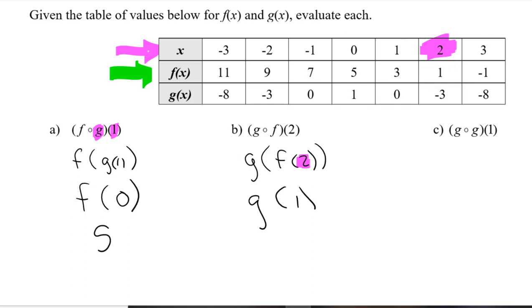Now the last thing I do, I'm going to look at the g row and the x row where 1 is. So I'm going to go over to 1, take a look right here, then I'm going to go all the way down into the g row. Okay, that's 0. So my final answer for this, g of f of 2, is just going to be 0.